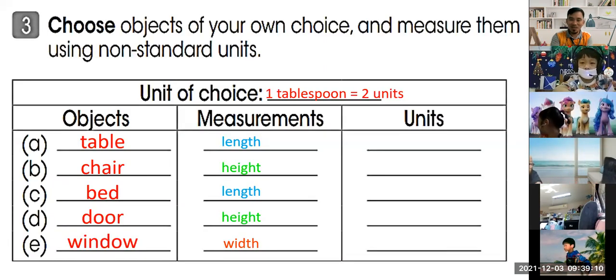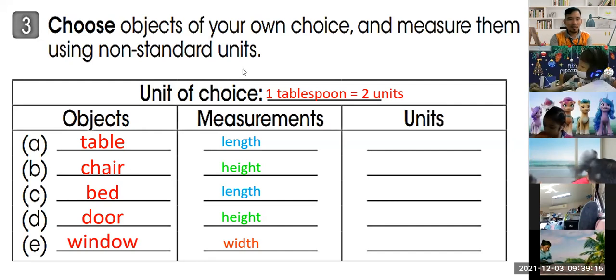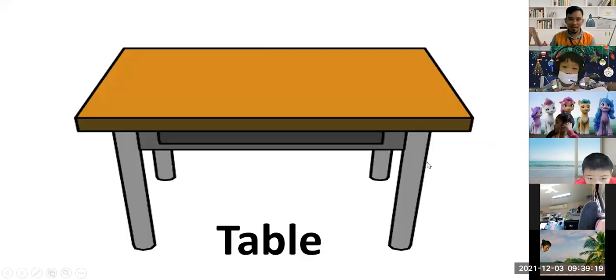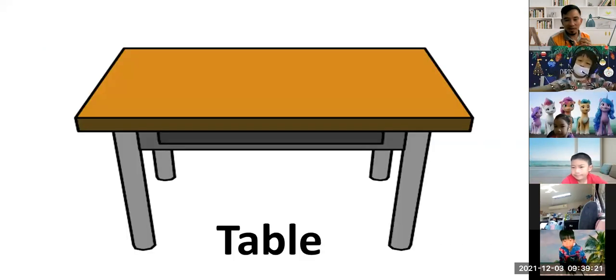Okay, now we will measure the length of, what's the first one? The table. Now let's say, for example, this is the table. This is teacher Gwapo's table. Okay, this is my table. Now you have a table too in your house, right? Now we will measure the table. Now, Satang, you can follow me.